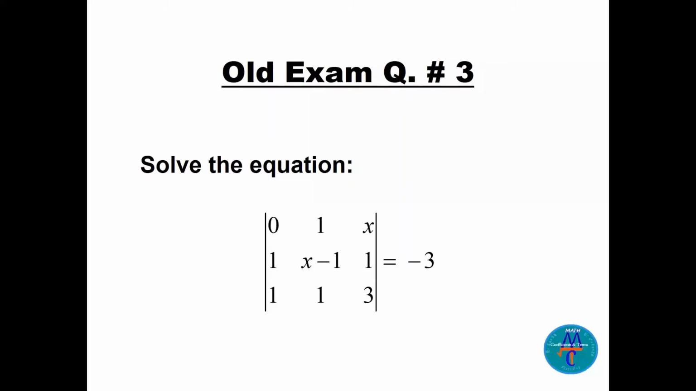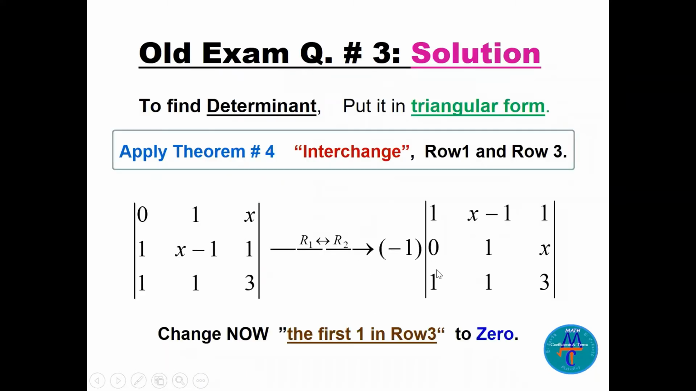Now, question number 3 says, solve the equation. We have here the determinant of a 3 by 3 matrix, 0, 1, x; 1, x minus 1, 1; 1, 1, 3. The determinant is equal to minus 3. So first we have to look at the left side and find the determinant.